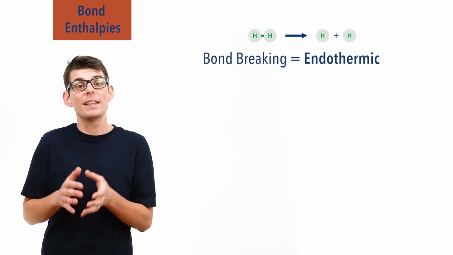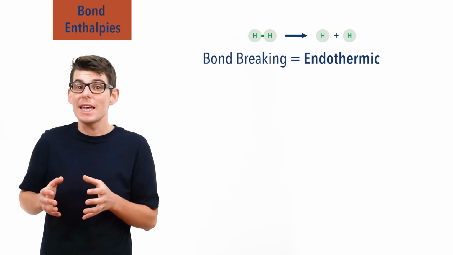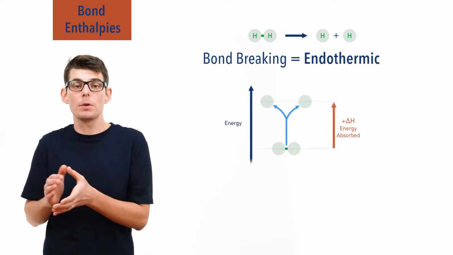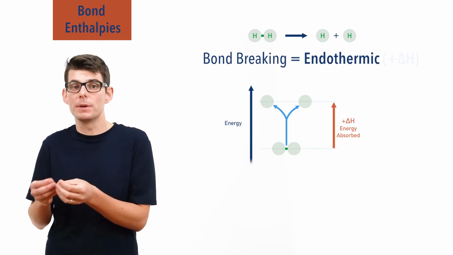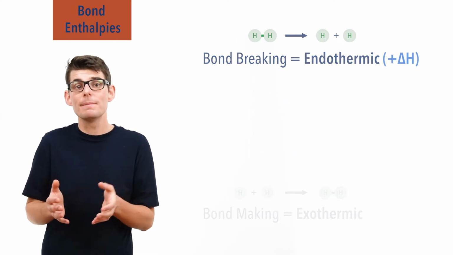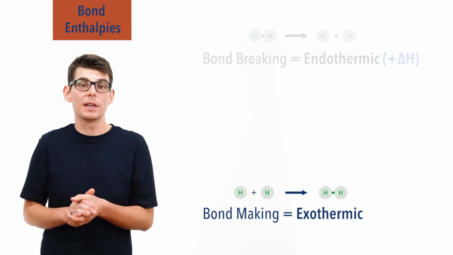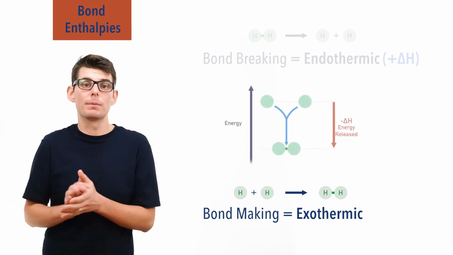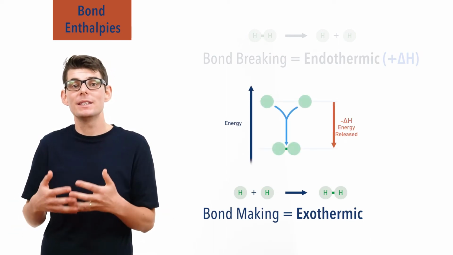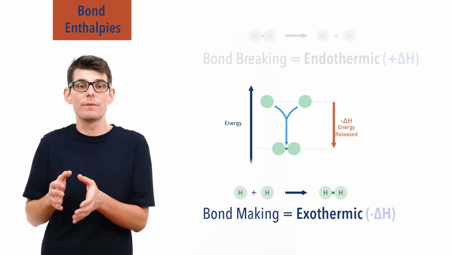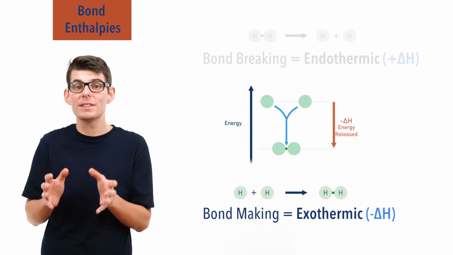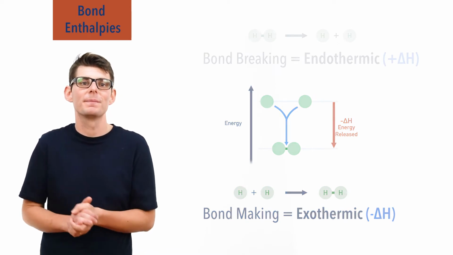As we've already seen, bond breaking is an endothermic process. Energy is needed, and the enthalpy of the bonded atoms increases when a bond gets broken. This means bond breaking has a positive enthalpy change. Making bonds is an exothermic process. Energy is released by the bonding atoms, and their enthalpy decreases. This means bond making has a negative enthalpy change. I am repeating this as it's very important.